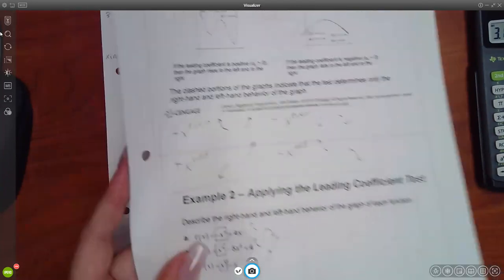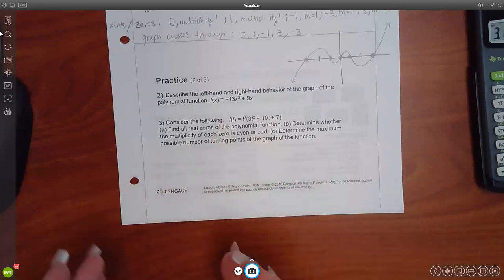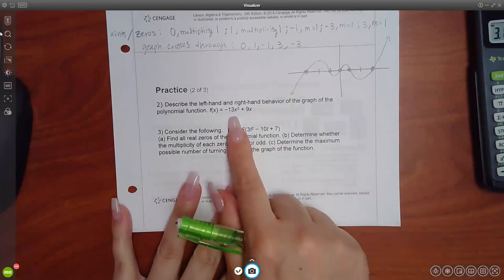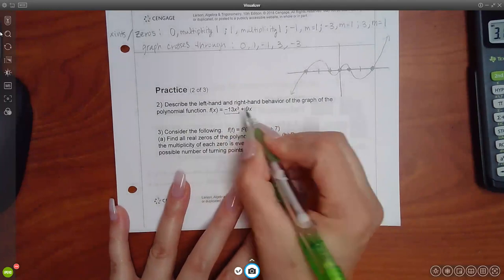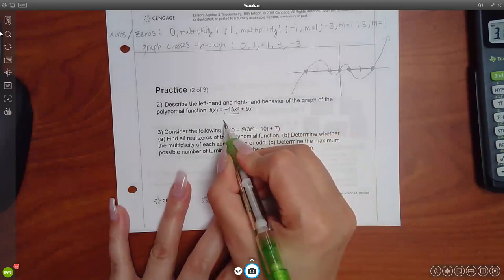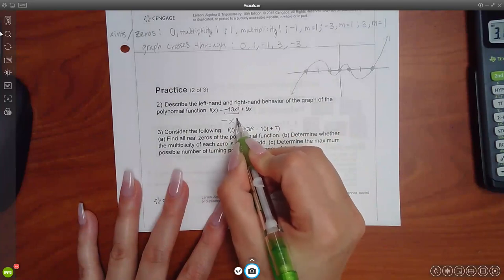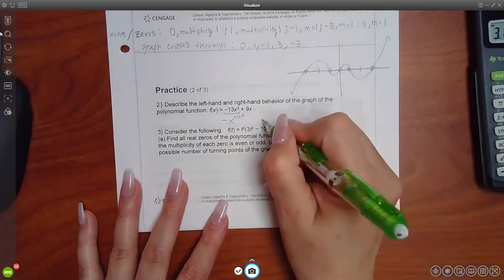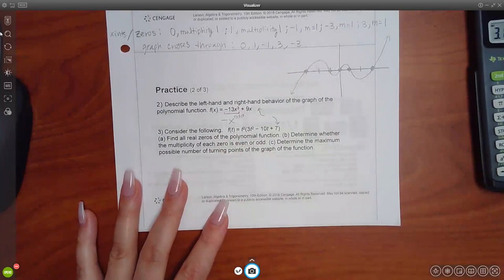Okay. So looking at this function, who should I be focused on to decide which way the ends are going to look? Right. This is the guy with the highest exponent, right? And so I'm supposed to look at him, and what kind of coefficient does he have? A negative, and what kind of exponent, even or odd? Odd. So I know by that little chart that it's supposed to actually go like this, okay?